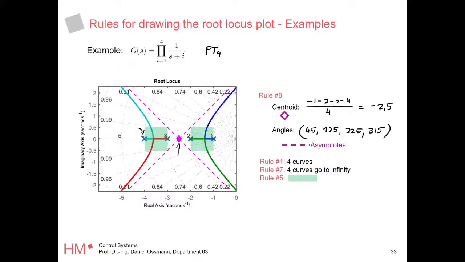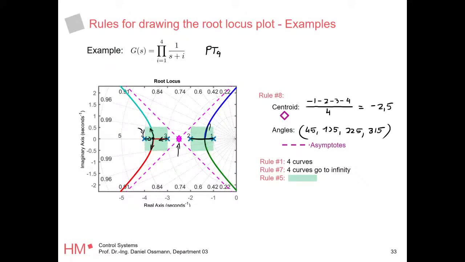Okay, so let's draw the asymptotes. These are these magenta lines here. We obviously have 4 curves, and all of those 4 curves need to go to infinity. If you evaluate rule number 5, it's pretty straightforward. It ends up being this part of the x-axis belonging to our locus curves. So this one can only go right, this can go left, and they're going to meet here, and they go up here and approach the asymptotes. Same goes here.